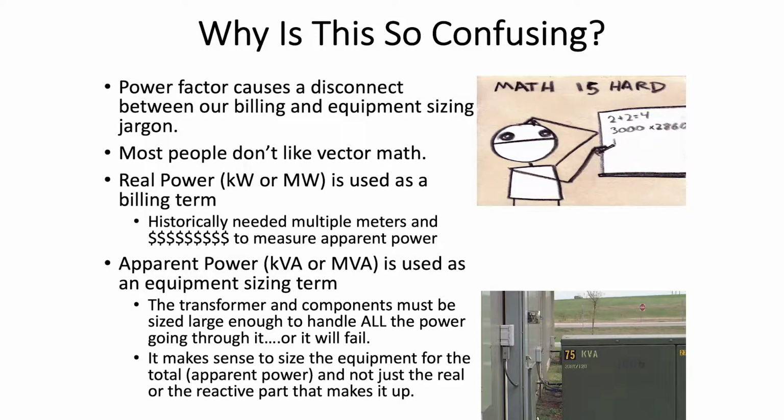So why is this so confusing? Well, I could say because math is hard and people don't like to do math, right? And that's how we always explain power factors, with math. Oh yeah, everybody likes trigonometry and cosines and sines and square roots of the hypotenuse. So immediately business people tune us out when we start talking like that. So it causes a disconnect between our billing and equipment sizing jargon. My graphic slide down here is a perfect example of that.